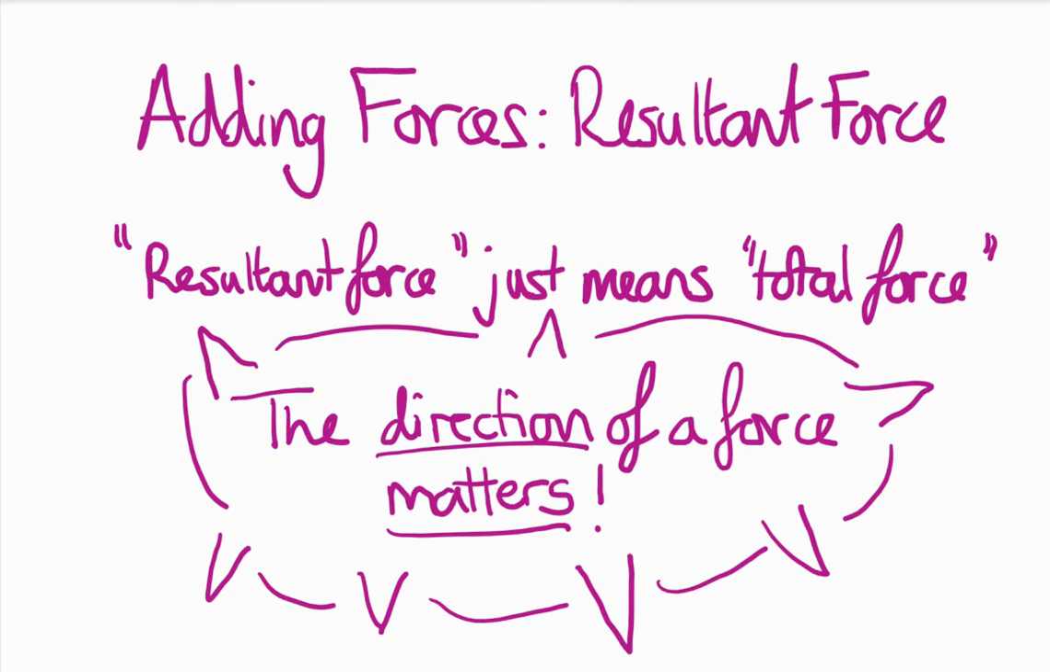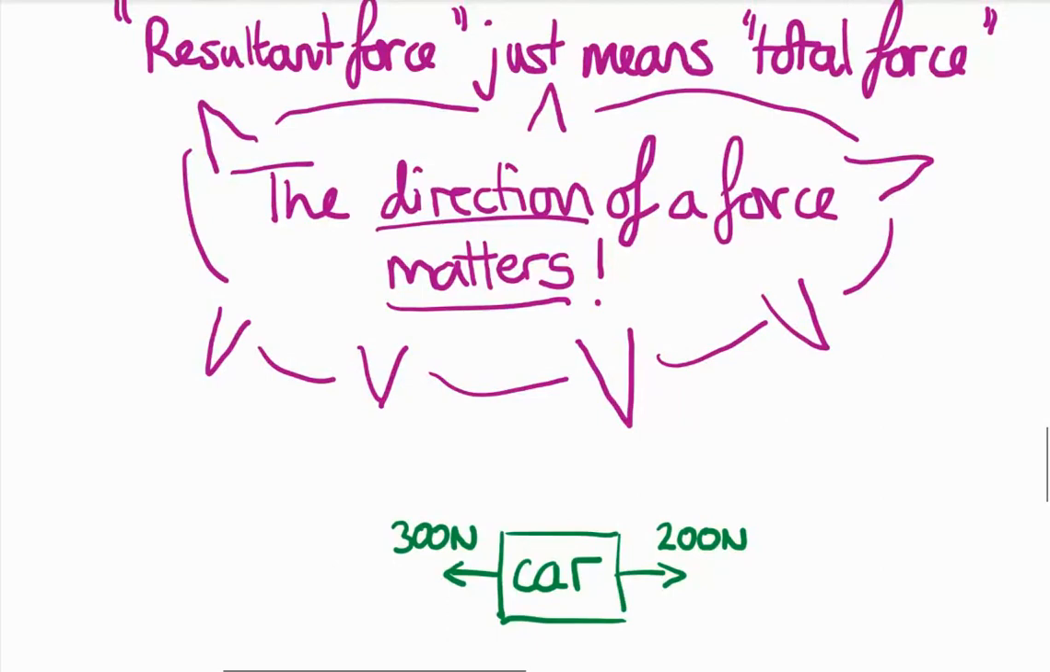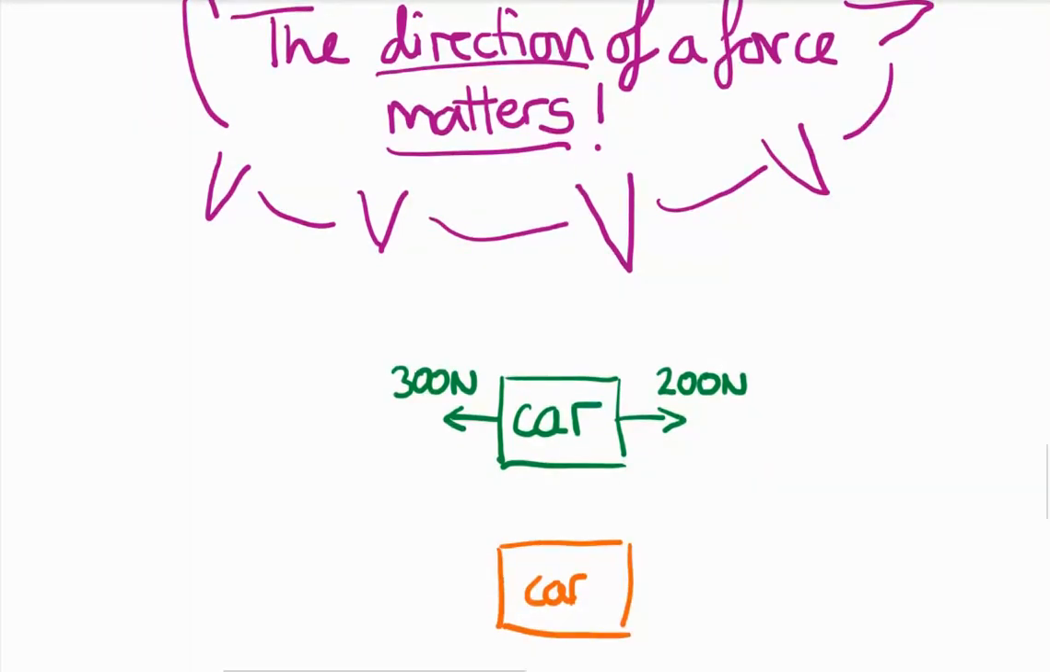And the second thorny idea that we're going to come across today is that the direction of that force that we're thinking about here matters. We can't just add all the forces together, because if I have two forces acting in opposite directions, like here on my car, you can tell it's a car because it says car. I've got 300 newtons to the left, 200 newtons to the right. So what's the total effect? What's going to happen to my car?